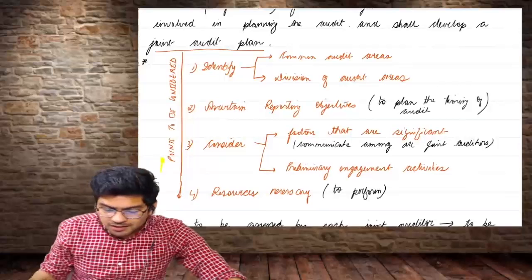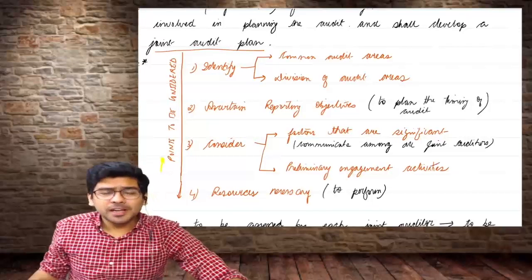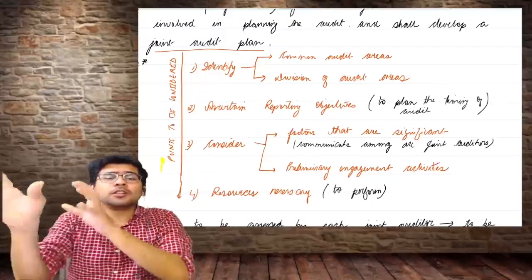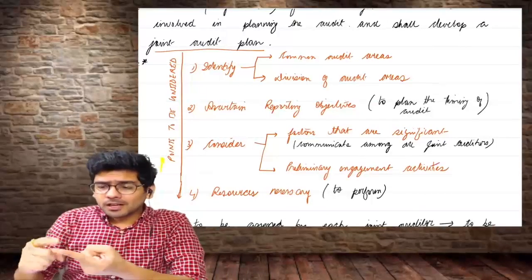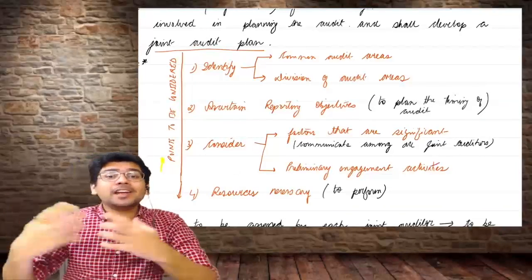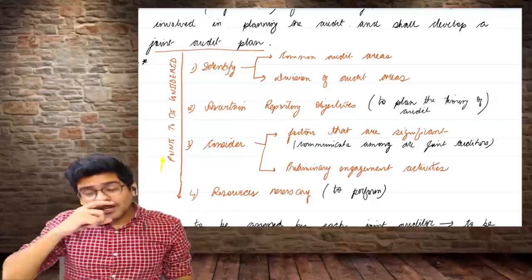And consider preliminary engagement activities. What can be the preliminary engagement activities? It means all the joint auditors need to ensure whether they are complying with the ethical requirements, whether they are independent or not, whether the audit engagement letter and all has been made or not, all these things. We call it preliminary engagement activities.